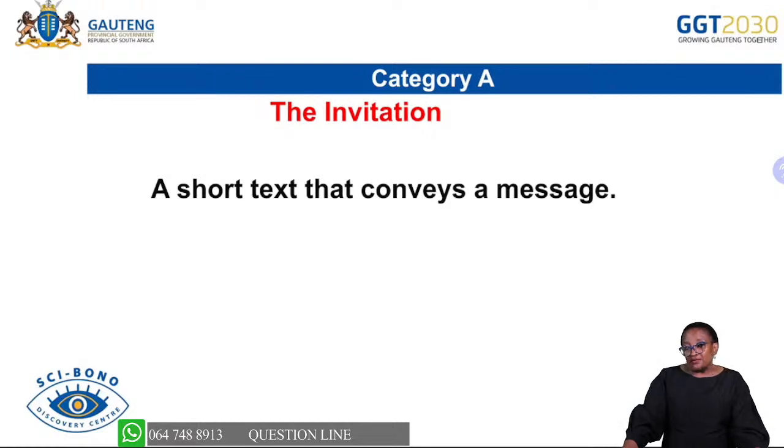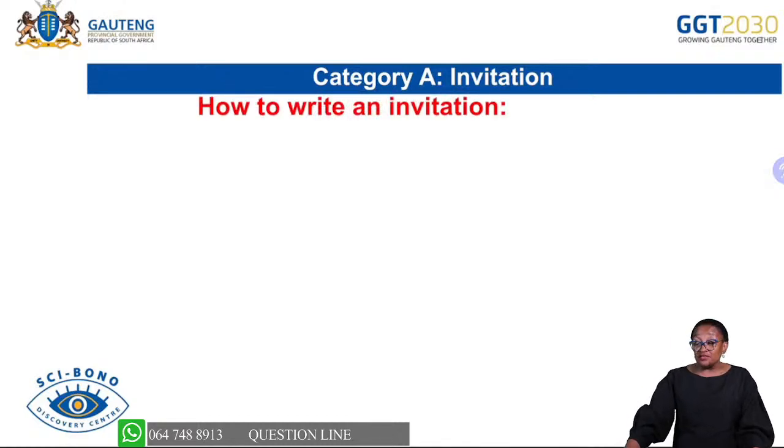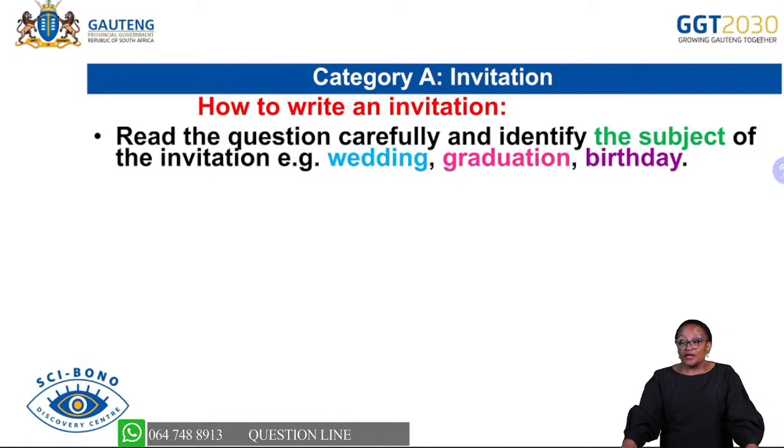What is actually an invitation? This is a short text that conveys a message. How to write an invitation? You need to read the question carefully and identify the subject of the invitation. E.g., is it a wedding? Is it a graduation? Is it a birthday? Is it unveiling of a tombstone? It is important that you are able to identify the subject of the invitation.